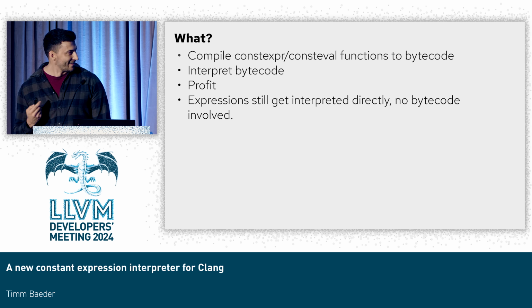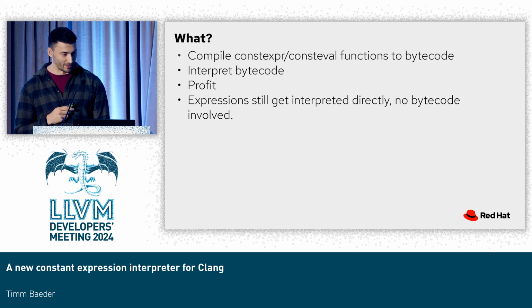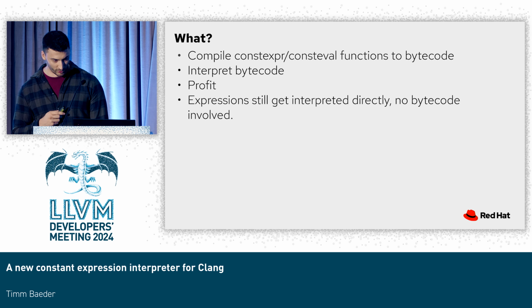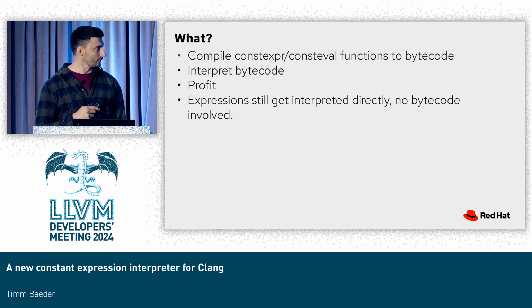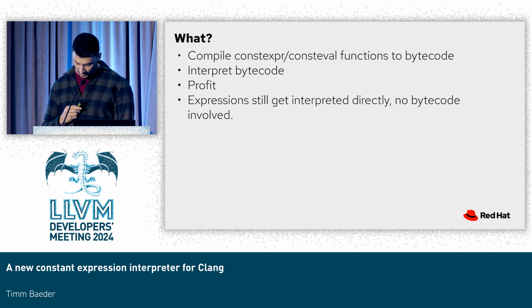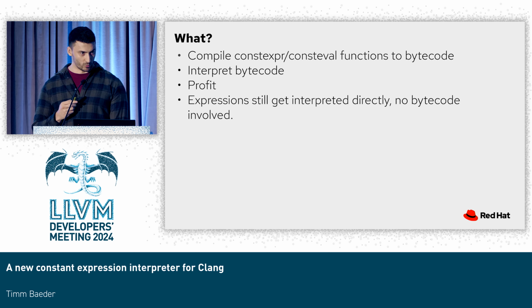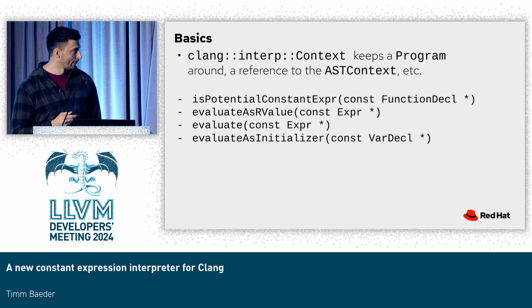This is about interpreting expressions at compile time. The difference to the current interpreter is that for const_expr and const_eval functions, we don't look at the AST every single time we call them, and instead we compile them to bytecode once, and later only interpret bytecode. This is supposed to be faster. For expressions, we still interpret them directly. We don't emit any bytecode. You can see that later.